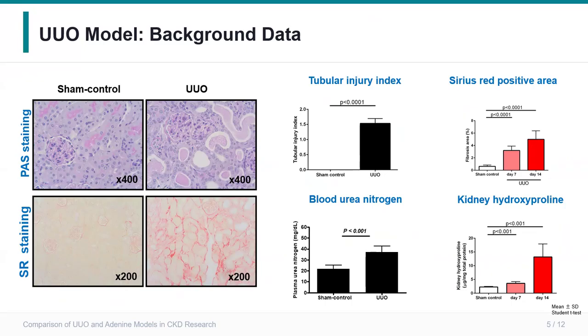And in this one, we will look at the background data, PAS staining of the sham control and UUO. Also the Sirius red staining in the sham control group and the UUO kidney sample. Tubular injury index is increased in the UUO model group. And also the Sirius red positive area continued increasing from day 7 to day 14. Blood urea nitrogen level is also elevated. Kidney hydroxyproline content increases significantly on day 14.